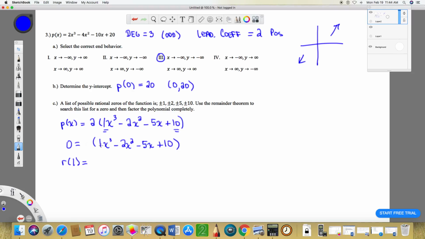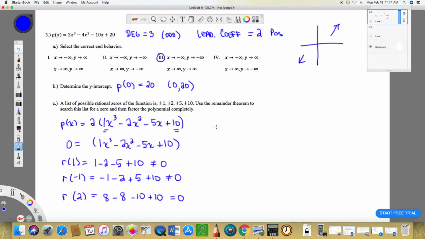So if I plug in 1, what do I have? 1 minus 2 minus 5 plus 10, and that's not equal to 0. What if I try a negative 1? Negative 1 minus 2 plus 5 plus 10, and that's not equal to 0. What if we try a 2? 2 cubed is 8, minus 2 times 2 squared is also 8. Minus 10 plus 10, and there we have our 0.